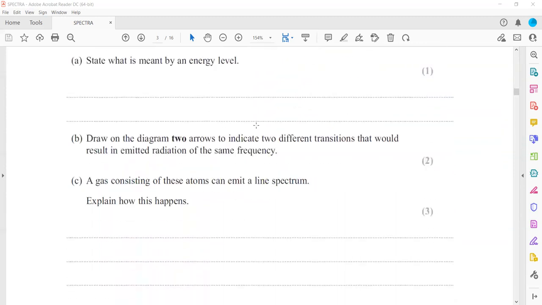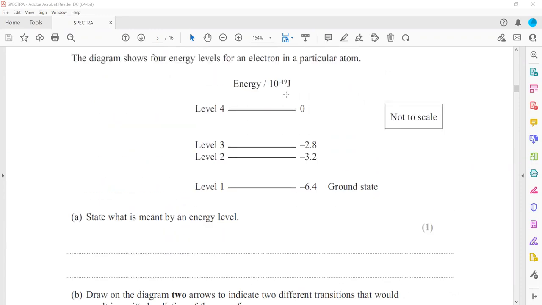Draw on the diagram two arrows to indicate two different transitions that would emit. To keep this in mind, if they are asking for emission, emission is only jumping from higher to lower. If sometimes they ask about absorption, absorption is from lower to higher. So we have to indicate two different transitions that would result in emission of the same frequency, the same energy. So we have to check the energy difference here. Which two lead to the same energy difference?